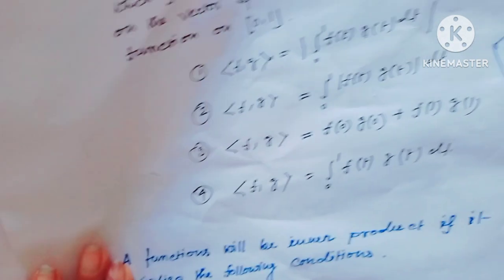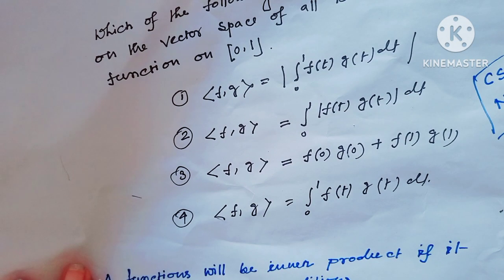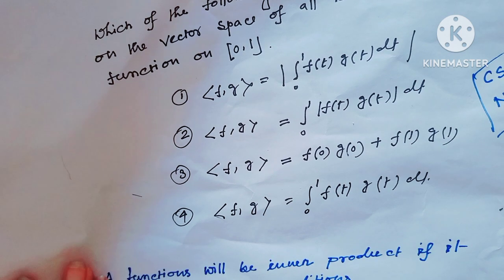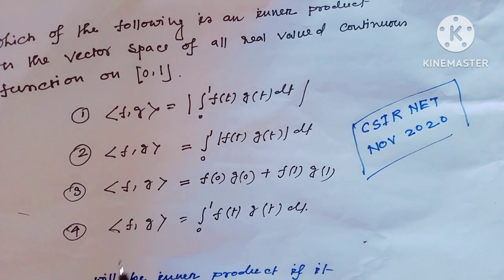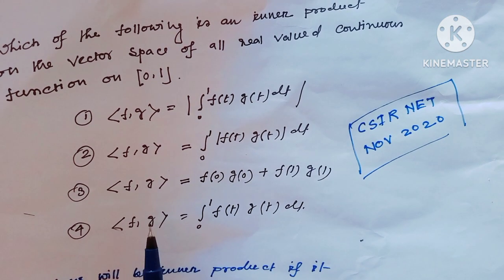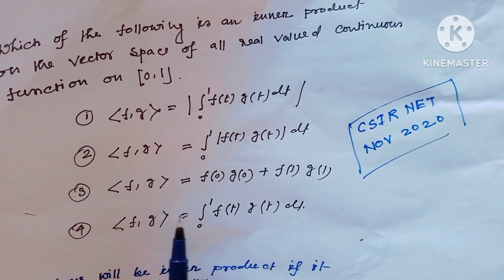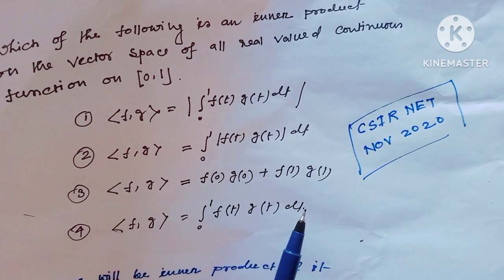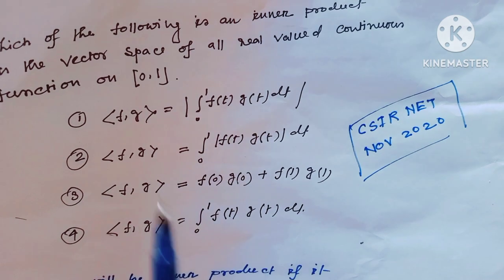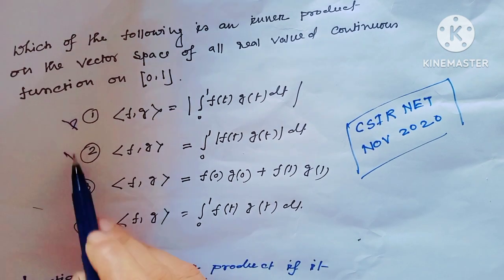Similarly, we can tell option 2 is also a wrong option. Similar to the first option, we can take alpha equal to minus 1, and this would be a wrong option. Option 3: notice inner product f with g equal to f(0) g(0) plus f(1) g(1). At first, option 1 and option 2 are wrong options.